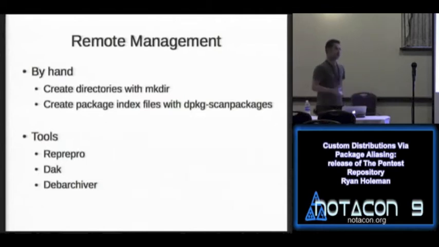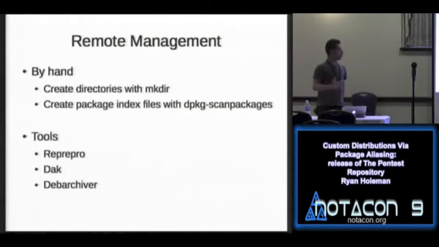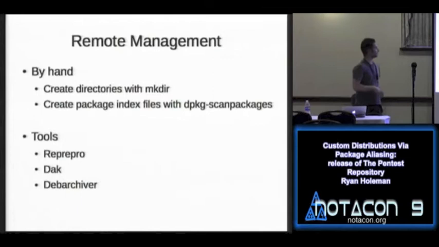reprepro is a great one. It's typically what I use for remote repositories. DAK is another one. Deb Archiver is another one. Through the rest of the talk, I'm mostly going to concentrate on debs, so I don't take twice as long to explain everything. As far as tools to help me automate RPM servers, I typically do those by hand. If anyone knows of a good RPM management system, talk to me afterwards. I'd like to hear about it.